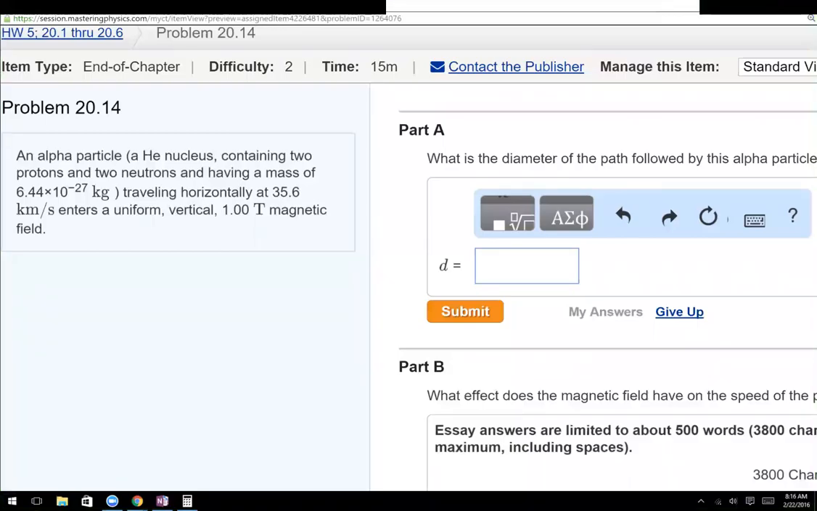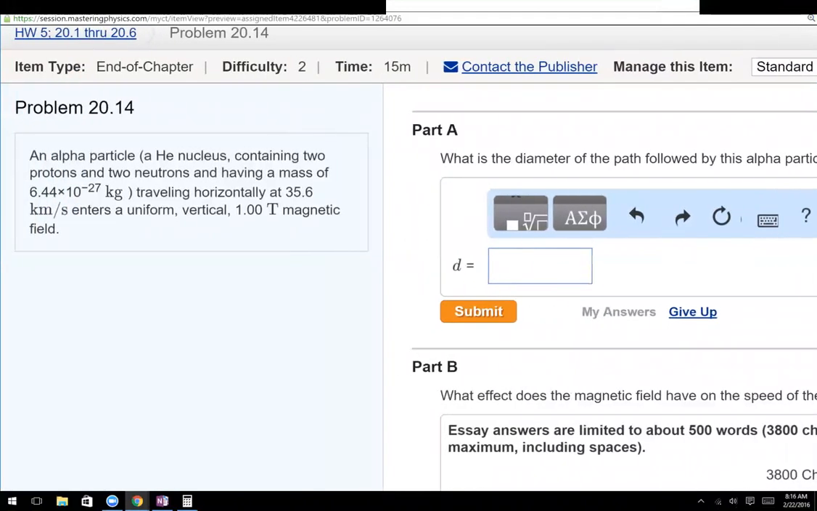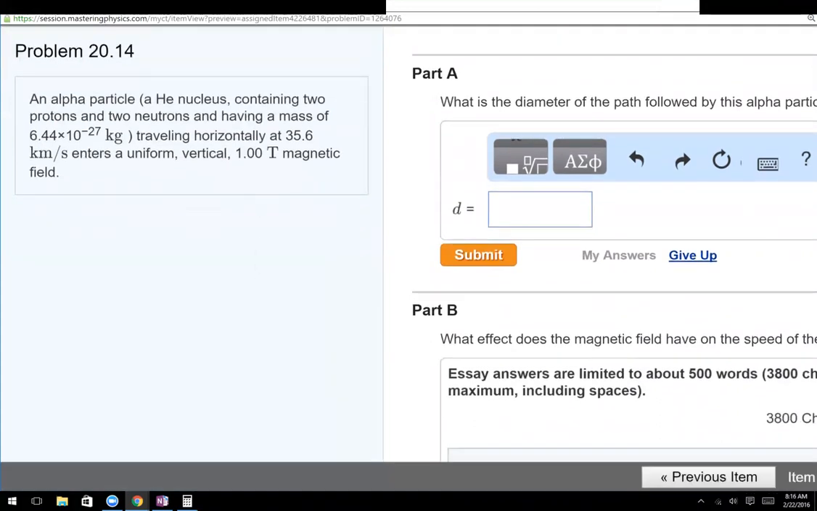Traveling horizontal that fast, it enters a uniform vertical 1 Tesla magnetic field. What's the diameter of the path followed by the alpha particle? Okay, so it's just like the last one. We're just going to set the centripetal force equal to the magnetic force. And we're looking for diameter.